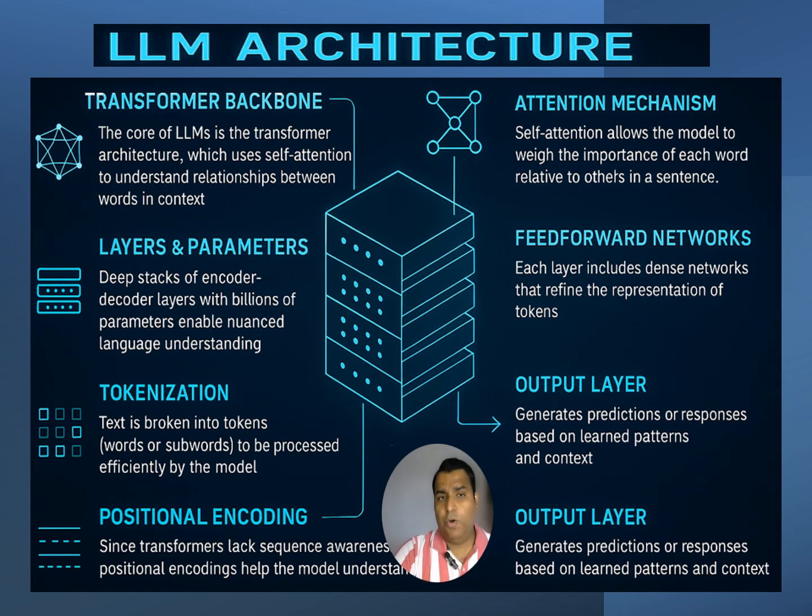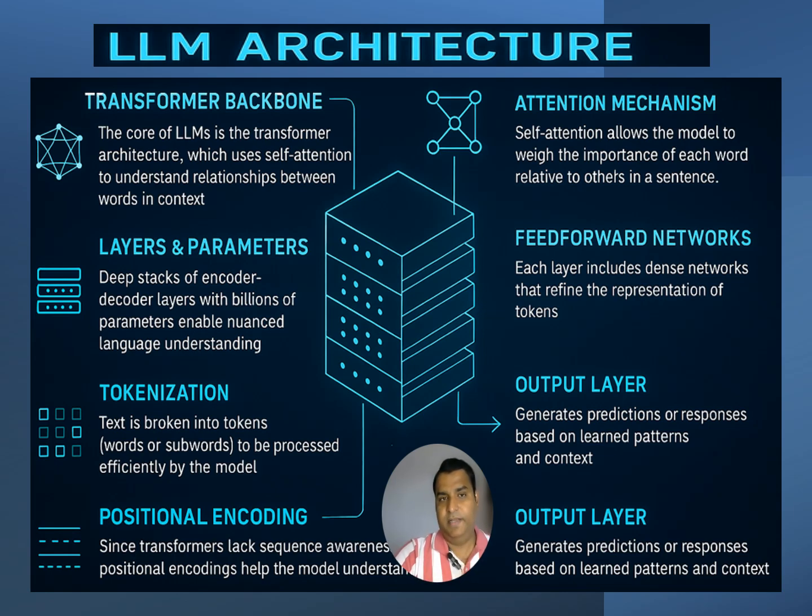The core of LLMs is the transformer architecture, which revolutionized natural language processing by enabling parallel processing and deep contextual understanding. It uses self-attention to evaluate relationships between all words in a sentence simultaneously, allowing the model to grasp nuanced meanings. The layers and patterns: LLMs consist of multiple stacked layers, often hundreds, with billions of trainable parameters. These layers progressively refine the understanding of input data, again enabling the model to capture complex linguistic patterns and semantic relationships.